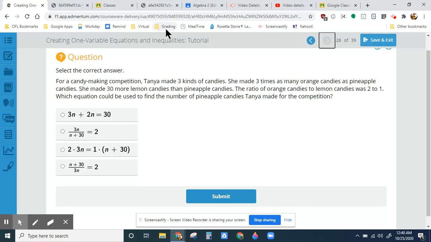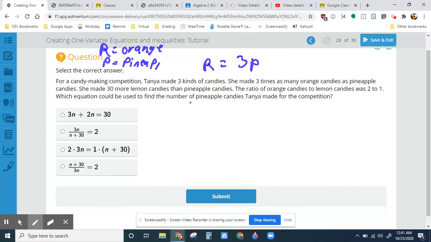All right, so let's take a look at this. For a candy making competition, Tanya made 3 types of candy. Oh, is it candles or candies? Sorry. She made 3 times as many orange candies as pineapple candies. So what we're gonna do here is our orange candies, I'm gonna call it R for the R in orange, is equal to 3 times P for the pineapple. So in this case, R is orange, and I probably should have used an orange pen, and P equals pineapple.